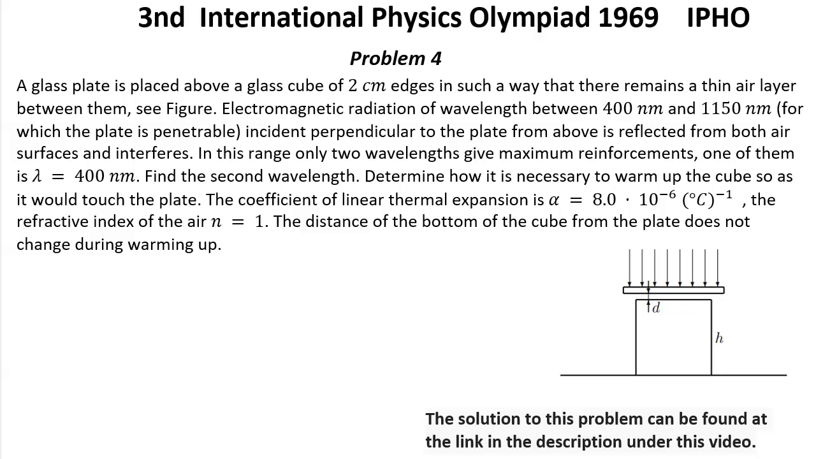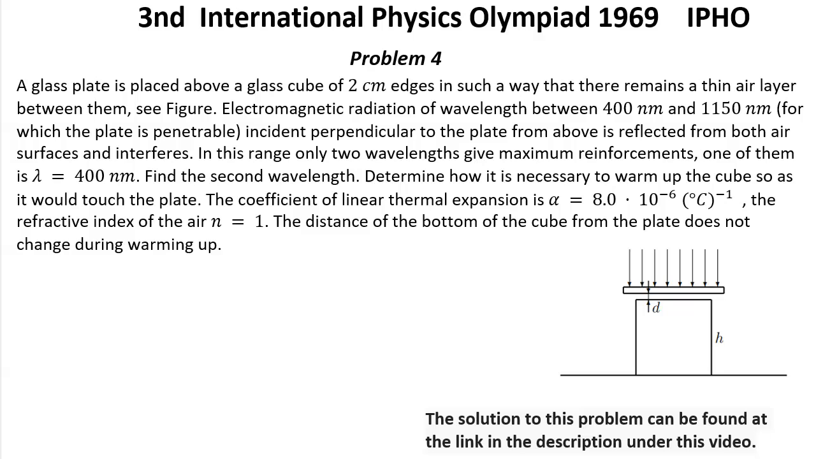See the figure. Electromagnetic radiation of a wavelength between 400 nanometers and 1150 nanometers, for which the plate is penetrable, is incident perpendicular to the plate from above, is reflected from both air surfaces and interferes. In this range, only two wavelengths give maximum reinforcements. One of them is lambda equal 400 nanometers.